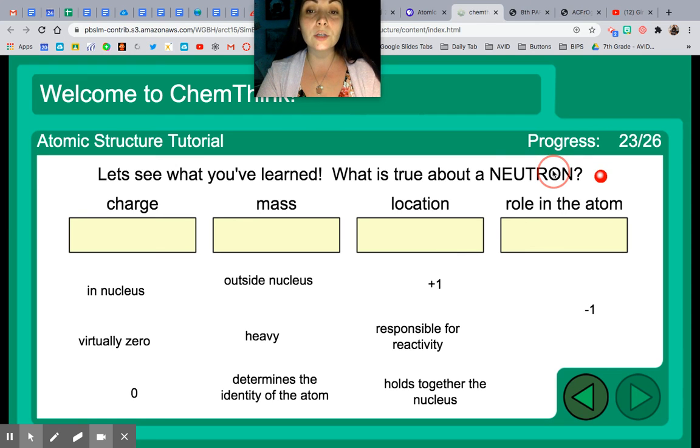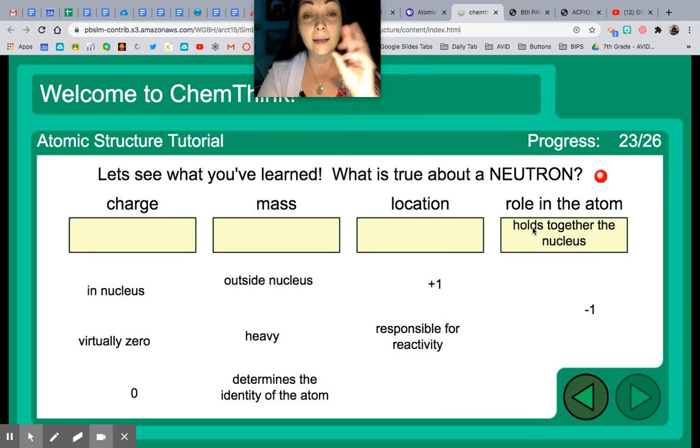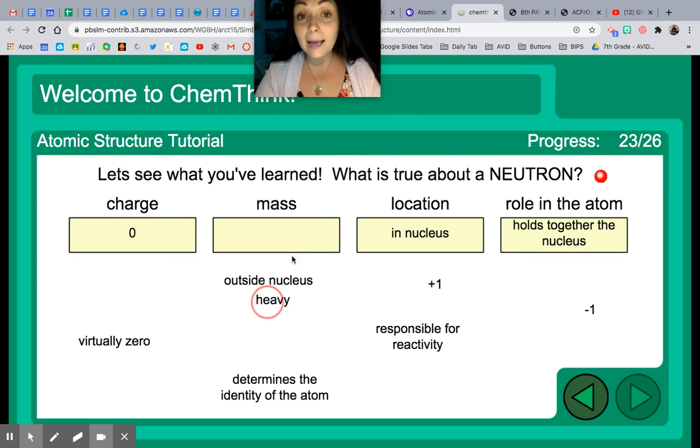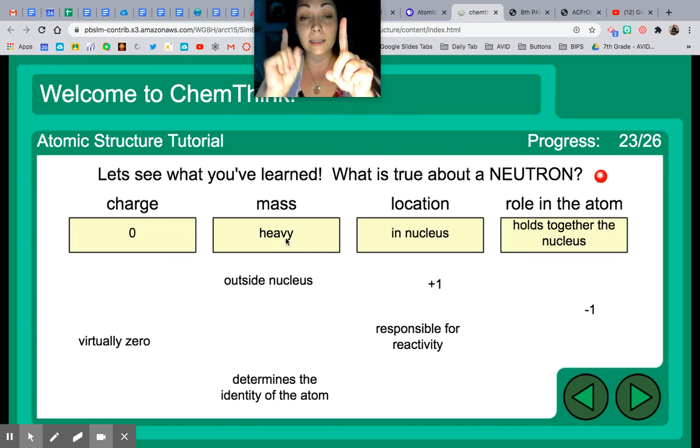Then neutrons. Remember, neutrons are also in the nucleus. They help hold the atom together because that neutral charge with the positive proton helps it stick together. It is located in the nucleus because remember, neutrons are in the nucleus. The charge is 0 because neutrons are neutral. And then the mass is also heavy because protons and neutrons have the same mass.